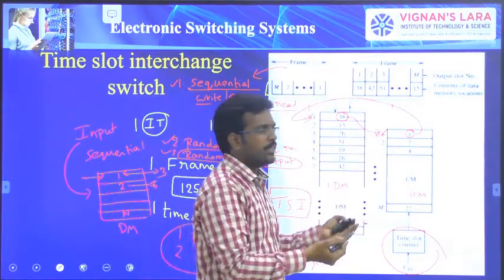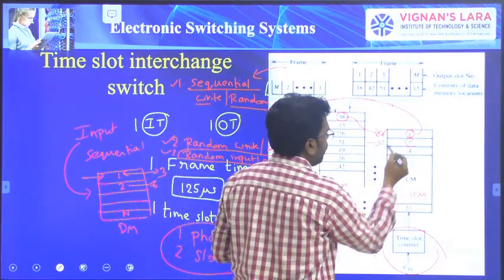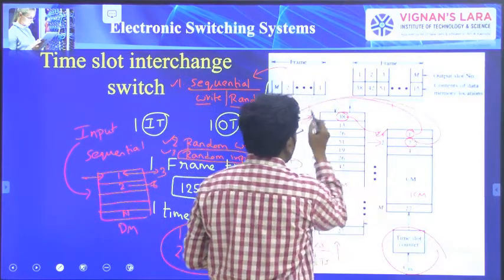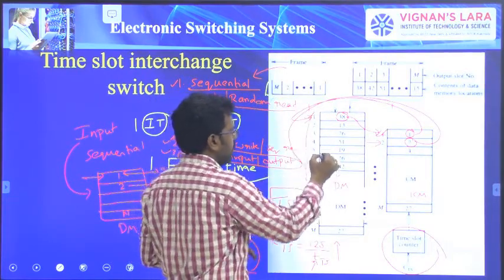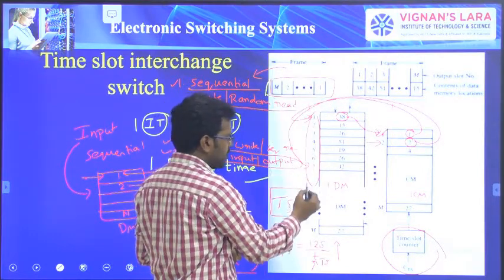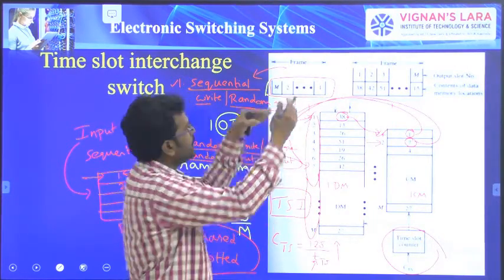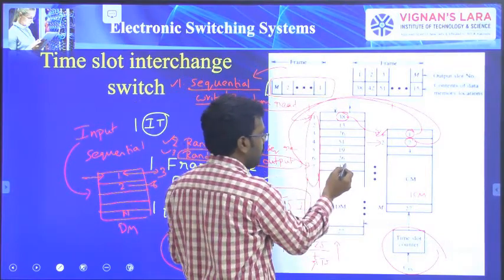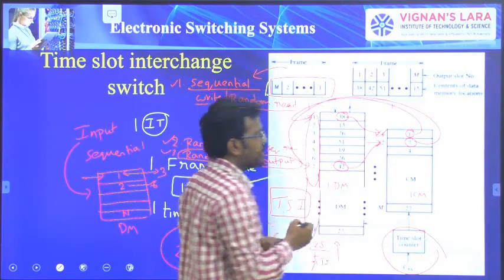Whenever the counter increments, it reaches the second location. This second location contains 7. What does 7 indicate? 7 indicates the 7th time slot. What are these? They are the time slots, because it contains M time slots, you can take this as M time slots. So in this trunk, the seventh time slot data, 42, is transferred to this second outlet.